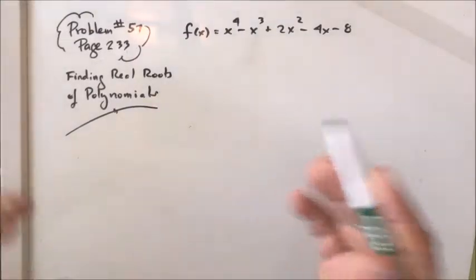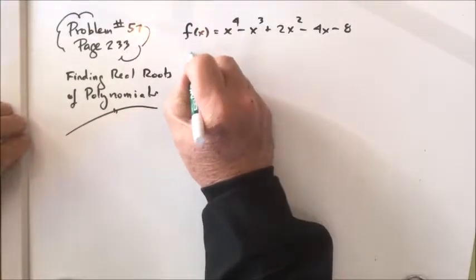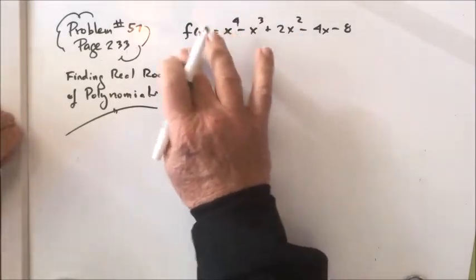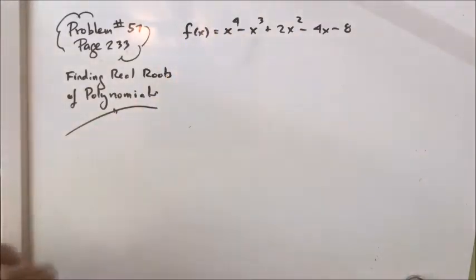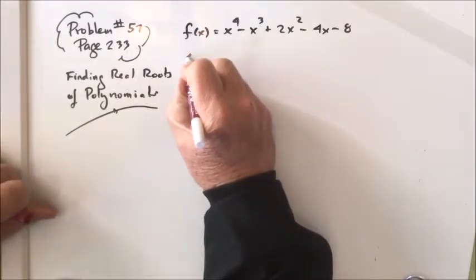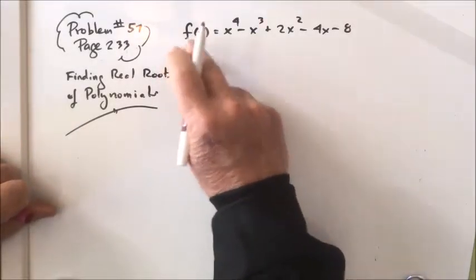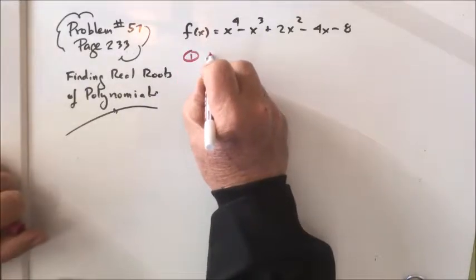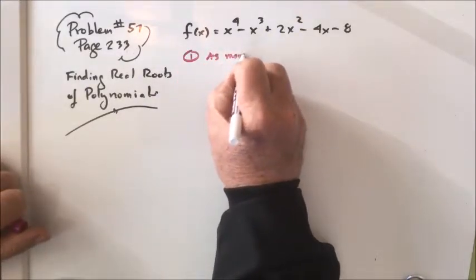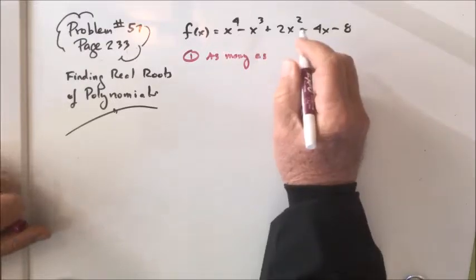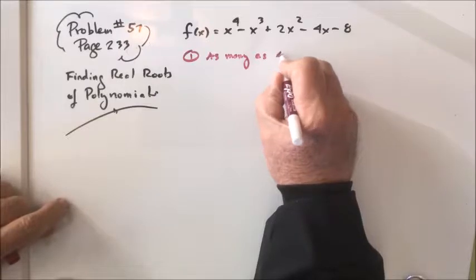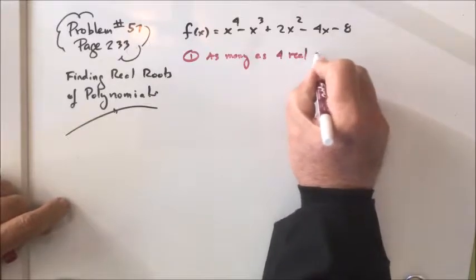The first step is: how many roots are we possibly looking for? And the answer is a fourth degree polynomial might have as many as 4 real roots. Doesn't mean 4, it has as many as 4, or at most 4 real roots.